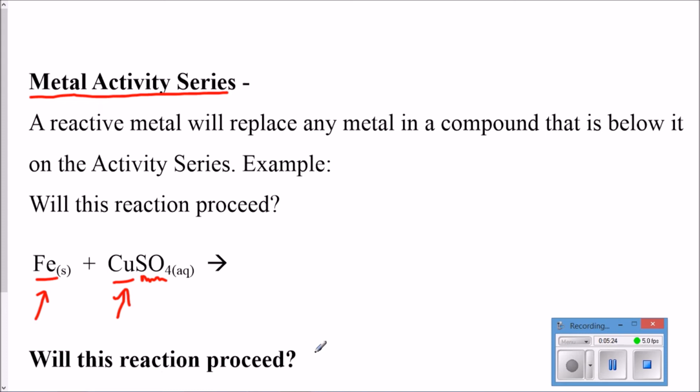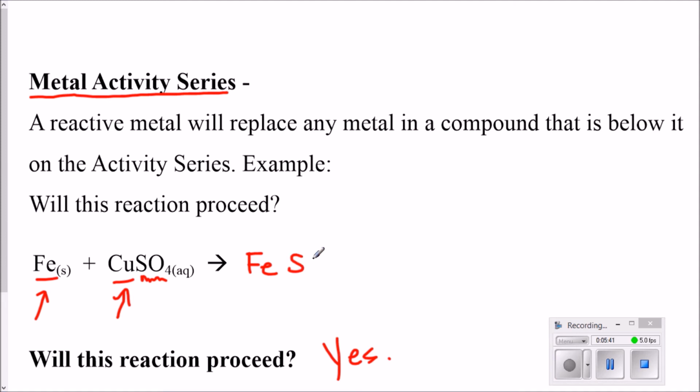The answer is yes, it will proceed because iron is higher than copper. It is more attractive than copper is. So in this example, iron is Angelina Jolie and copper is Jennifer Aniston. So iron gets to go with sulfate and copper gets kicked out on its own.